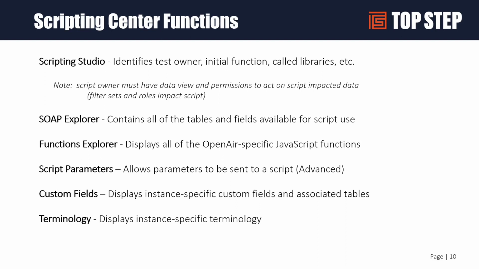There's a terminology section that shows you what this instance's specific terminology is. So for example, if you've changed the word project in your OpenAir instance to something else, this will show you what projects are named in this particular instance. So you can reference that. Again, not terribly useful. Most folks know what this terminology is for their instance already, but it's there as a reference.